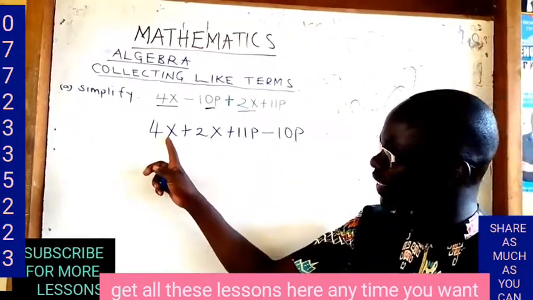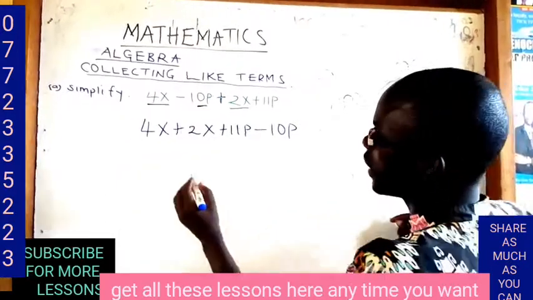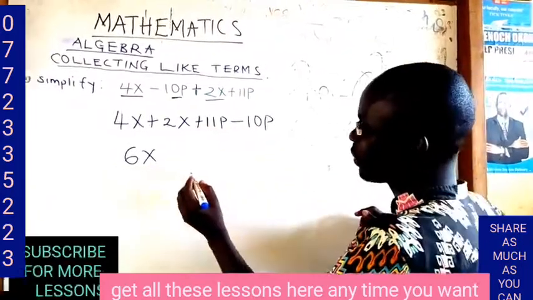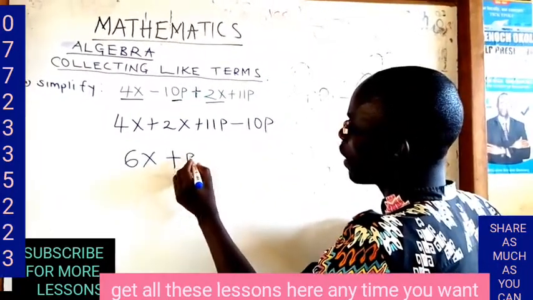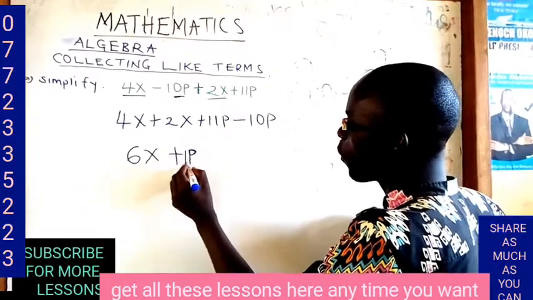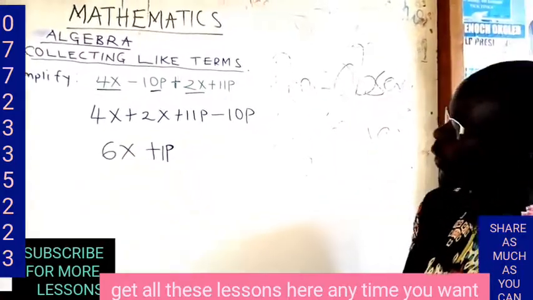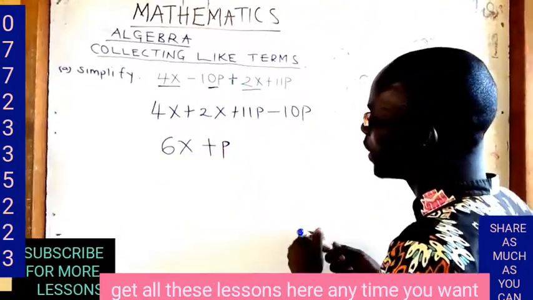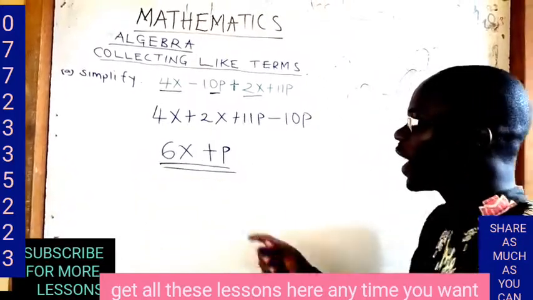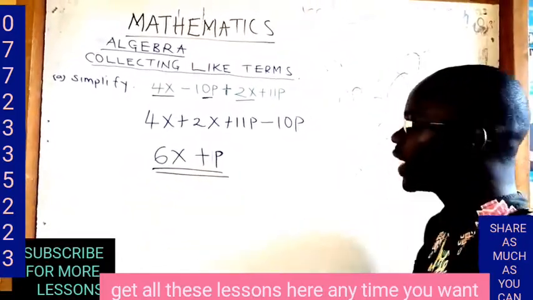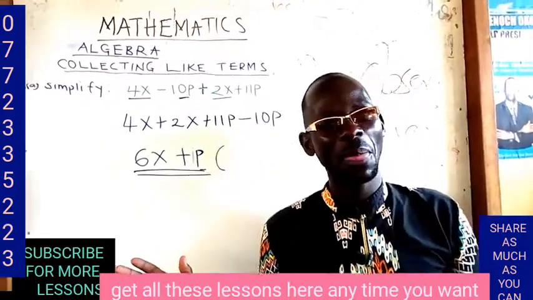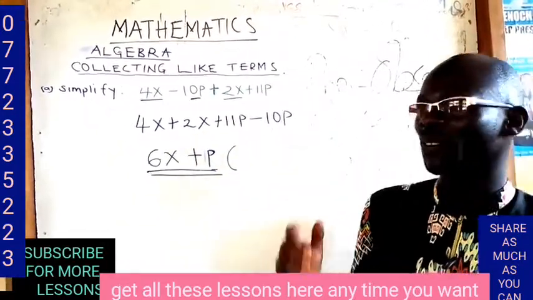So what is 4x plus 2x? Yes, that is 6x. Then what is 11p minus 10p? That one gives you p. Some of you want to say 1p, but remember, when you say p, it's already appearing as 1. So this one is not necessarily there. We know that's already 1p, and that's your answer. Don't go ahead to add 6x plus p. Reason being, they are not like terms. p and x are not like terms. This is, by the way, primary 4 work. Primary 5, 6, 7 can also look at it.